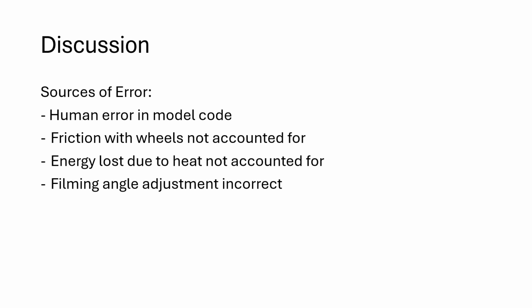Some sources of error could be human error in the model code, friction with the wheels that was not accounted for, and energy loss due to heat not accounted for. I also had to adjust the axes due to the filming angle, so my adjustment could have been incorrect, and my axes were messed up, which would lead to different velocities in the experiment than in real life.